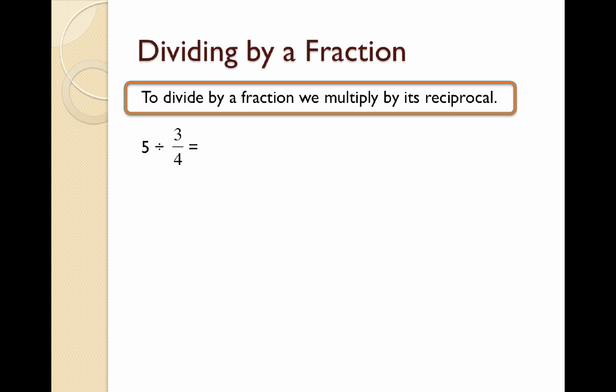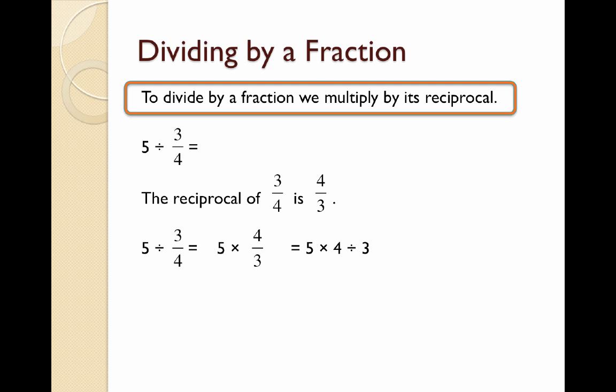5 divided by 3/4. How many 3/4s are there in 5? Well, we start with the reciprocal of 3/4, which is 4 over 3. So to find 5 divided by 3/4, I need to do 5 times 4 over 3, which is the reciprocal. Now 5 times 4 over 3 is the same as 5 times 4 divided by 3. 5 times 4 is 20.